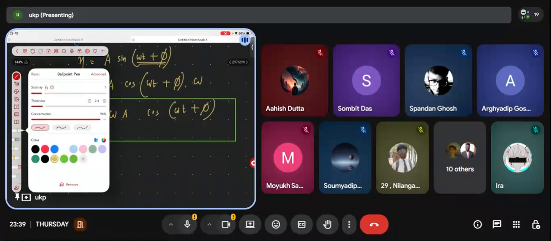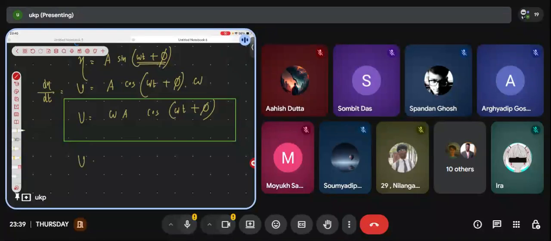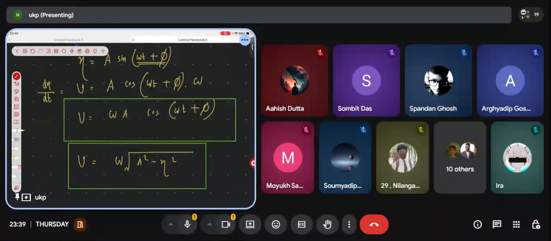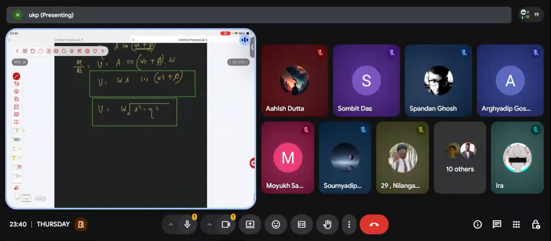Did we have another equation of velocity with respect to the displacement from mean position? Did we also have a result for how the speed varies with respect to displacement from mean position? Was it omega into square root of a square minus x square? Anyone confirm me once? Did we have this equation? Yes or no? Am I audible? Is the voice coming properly, guys?